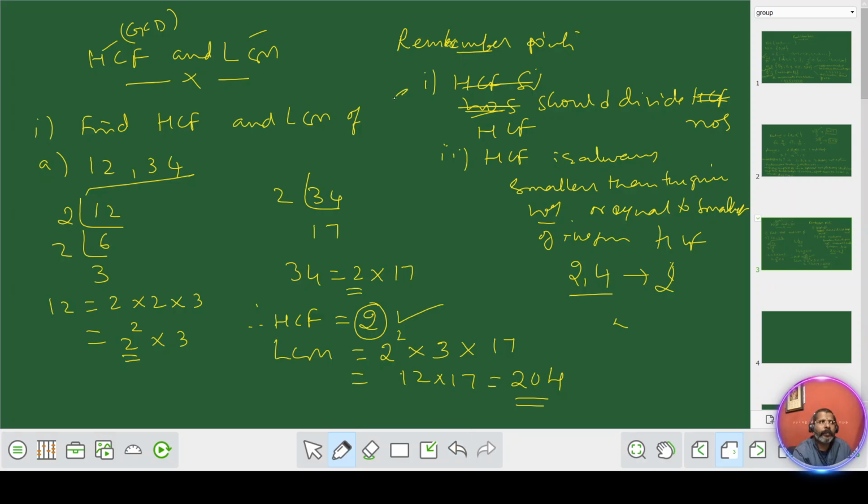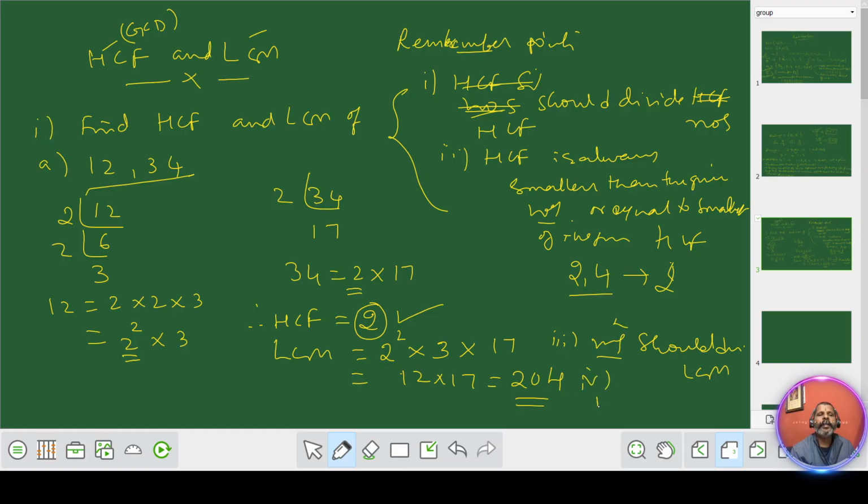Similarly, you can make statements for LCM. What is the statement? The numbers should divide the LCM. Remember this, the numbers should divide the LCM. Numbers should divide LCM means 12 divides 204, 34 divides 204.